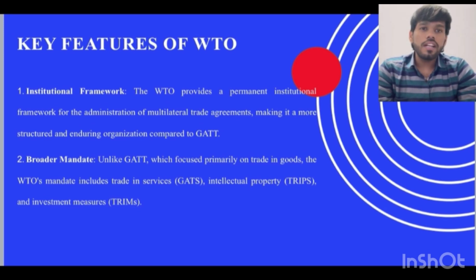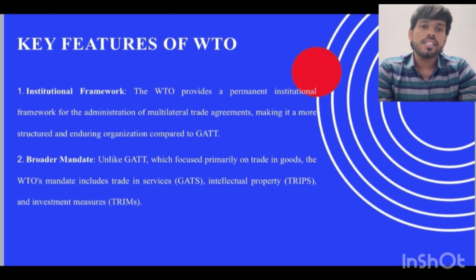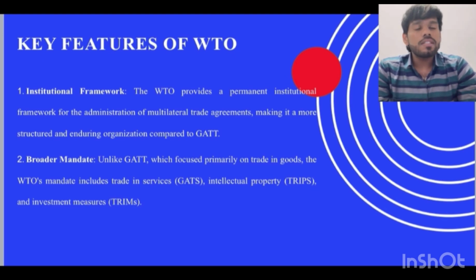Key features of the World Trade Organization. Let us see the institutional framework. The WTO provides a permanent institutional framework for the administration of multilateral trade agreements, making it a more structured and enduring organization compared to the GATT. And the second one is broader mandate. Unlike GATT, which focused primarily on goods, the WTO mandate includes trade in services, GATS, and intellectual property rights as TRIPS, and investment measures as TRIMS.